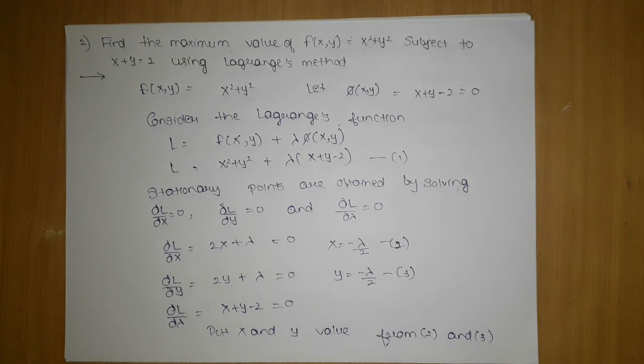Second, you need to consider the Lagrange function. You have to obtain the stationary points by solving dou L by dou x, dou L by dou y, dou L by dou z, and dou L by dou lambda. Here z was not present, the function was in terms of x and y, so we solved dou L by dou x and dou L by dou y. Further, you will get a lambda value. In dou L by dou lambda, you substitute the x and y values and get the stationary points. After that, you put them in the function f of x comma y, or f of x comma y comma z, whatever it is, and you will get your required answer.